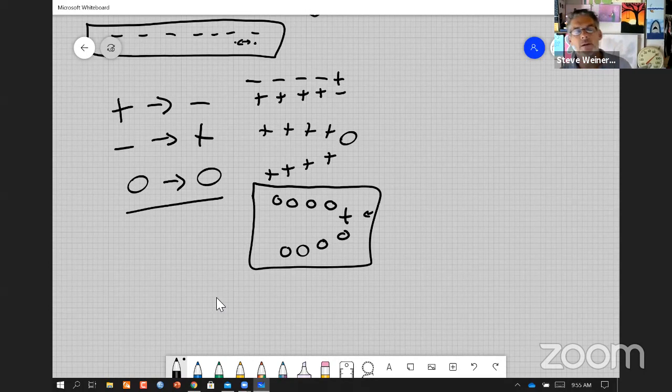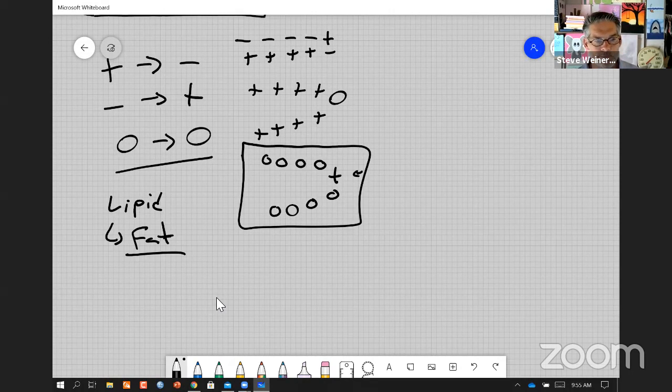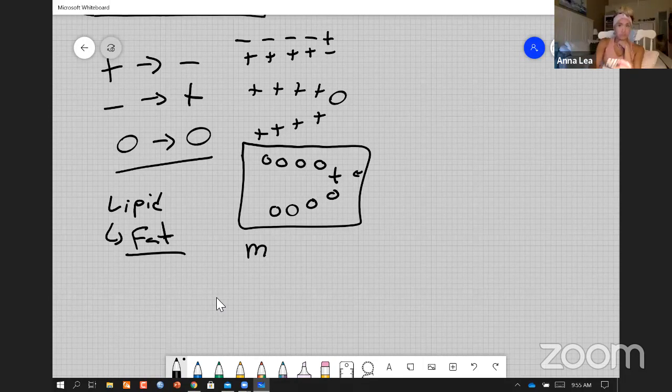So again, oversimplified, but when we have a bunch of neutrally charged amino acids, we use the word lipid, which is a fat. So what would I have here? This little structure. This little structure forms what we call a membrane.